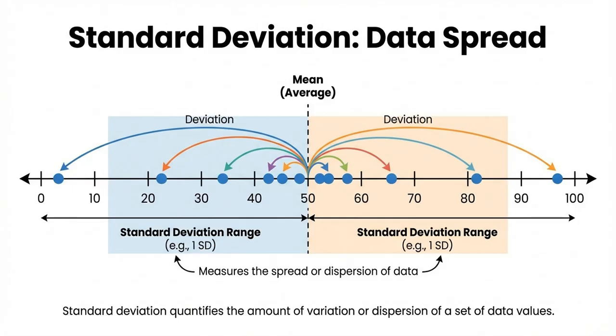Now, let's talk about standard deviation. This tells us how spread out the data is around the mean. A small standard deviation indicates that data points are clustered closely around the average, while a large standard deviation means they're more scattered. Standard deviation is calculated by finding the average distance each point is from the mean. It provides a standardized measure of variability and is absolutely crucial for statistical inference.